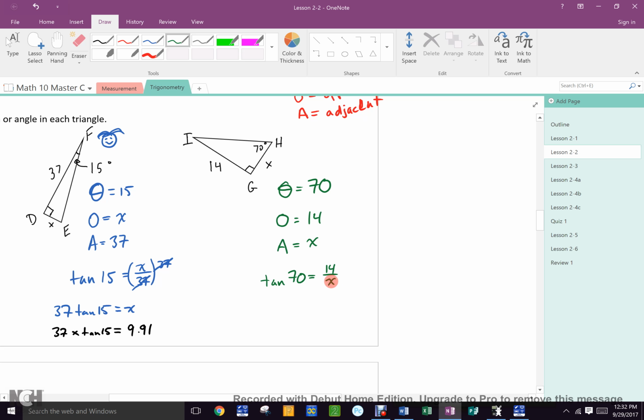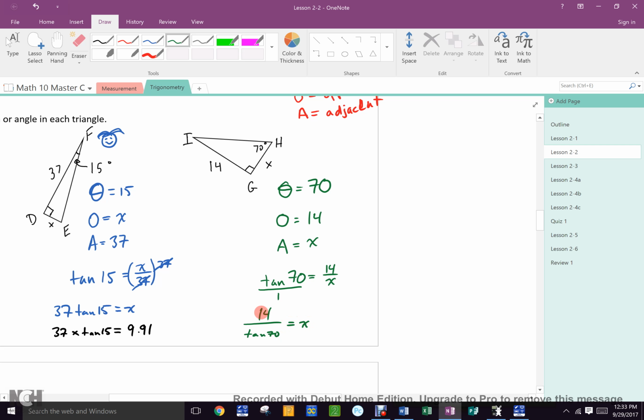Now, you guys are smart kids. Algebraically, we would cross multiply here, wouldn't we? Because this is tan 70 over 1, isn't it? So I would do 14 times 1. Do I have to do 14 times 1? It's 14, isn't it? And then I would divide by tan 70, wouldn't I, if I was doing algebra? So since we already know that, we can just do the shortcut, can't we? We know that it's going to be 14 divided by tan 70.